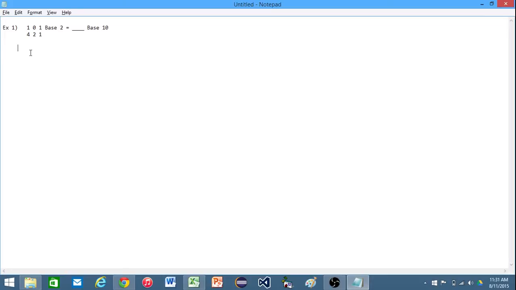Next thing we need to do is just for each base that has a 1 above it, we want to add that up. So we're going to take 4 plus 1. We skip the 2 since there's a 0 above the 2, and we can add those up. That will give us 5. So the final thing that you could write is 5 base 10 is equal to 101 base 2. And that's the end of that problem.